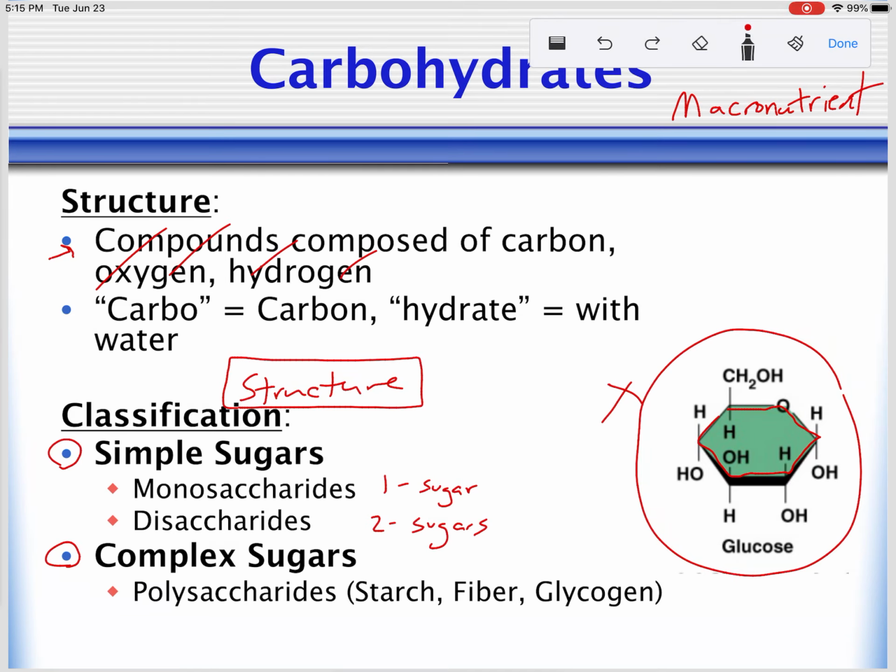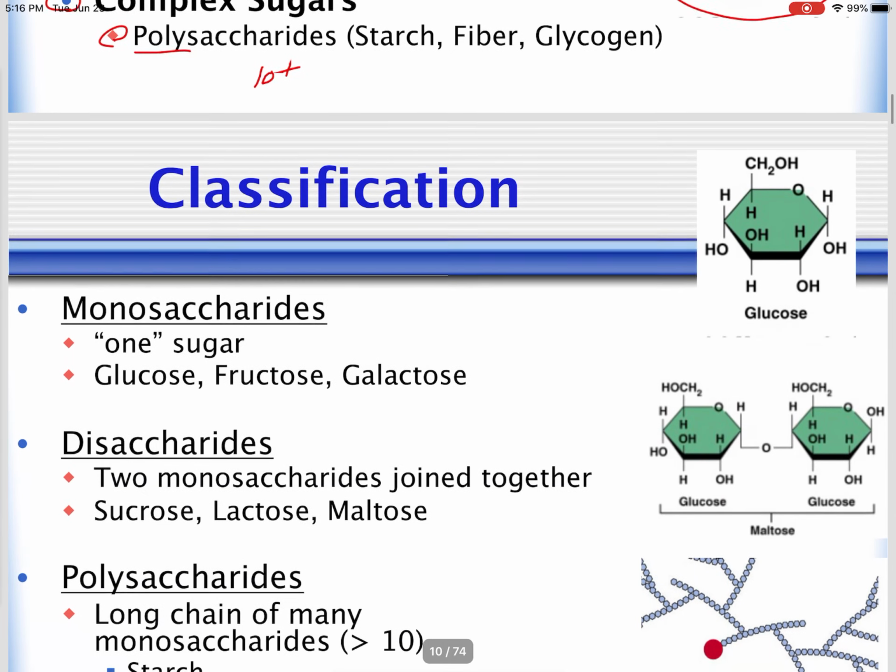We have the simple sugars, both the monosaccharides that have 1 sugar and the disaccharides that have 2 sugars. And then we have the complex sugars, which are known as polysaccharides. Poly means many. So instead of it being a simple sugar, which is 1 or 2 sugars, here we have many sugars. Usually it's about 10 plus sugars. Look at this, nice and straightforward.